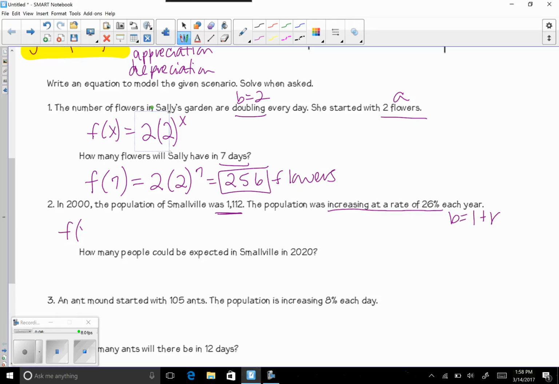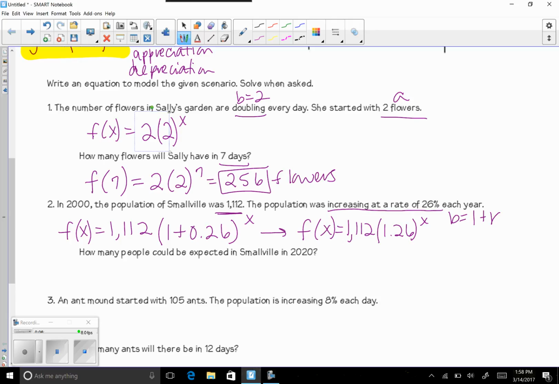We start with 1,112, and we're going to multiply by 1 plus r. Well, the percent was 26, and we don't write 26%, we would write 0.26 to the x power. So then we would combine. That would give you 1.26 to the x. And if the population is increasing, we know it's growth, so we know that this final base right here needs to be bigger than 1. 1.26, it's increasing, it's bigger than 1, so that's good.